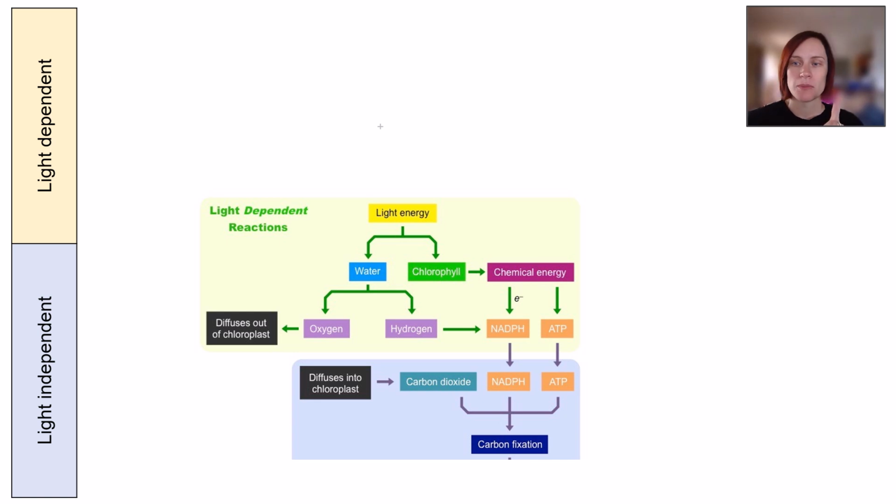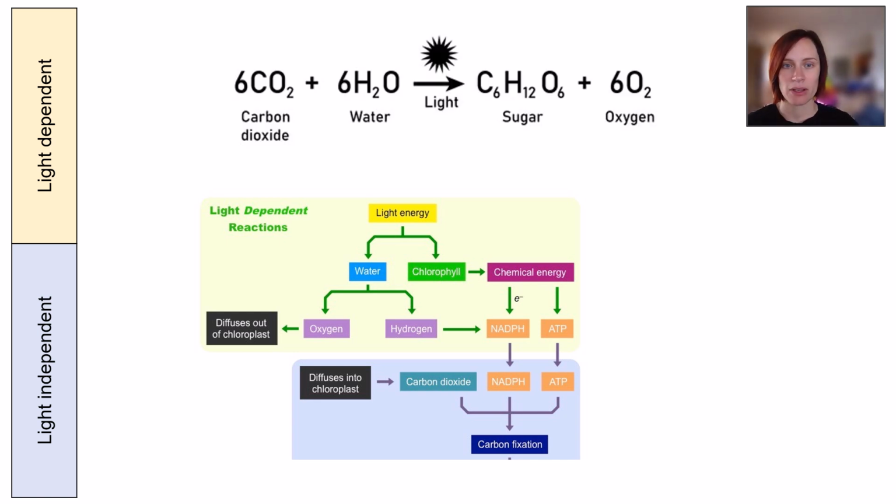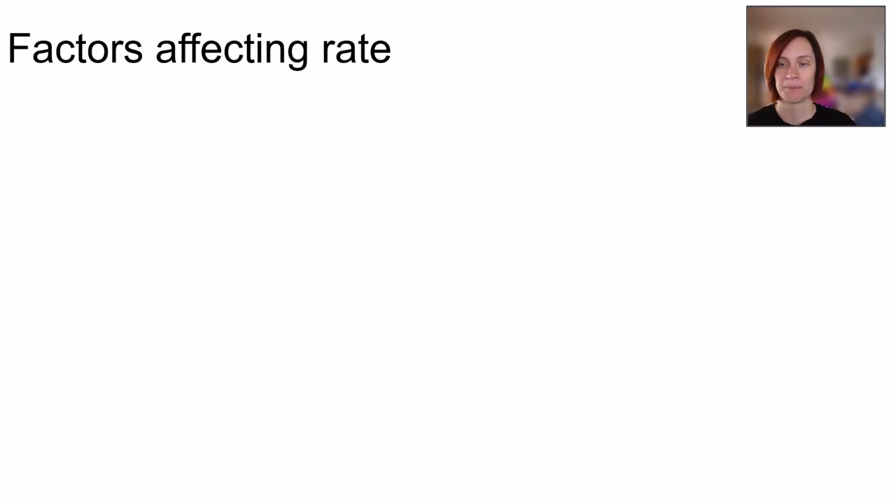So one glucose molecule is made for every 6 carbon dioxide molecules that come into this system, and 6 water molecules as well. And glucose and oxygen are the products of the reaction, and then they're used to create ATP in cellular respiration. So there's that chicken and egg.